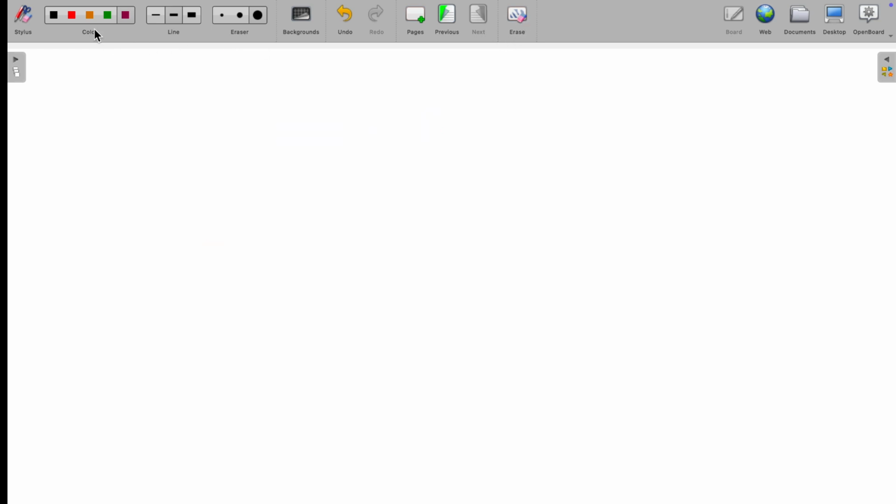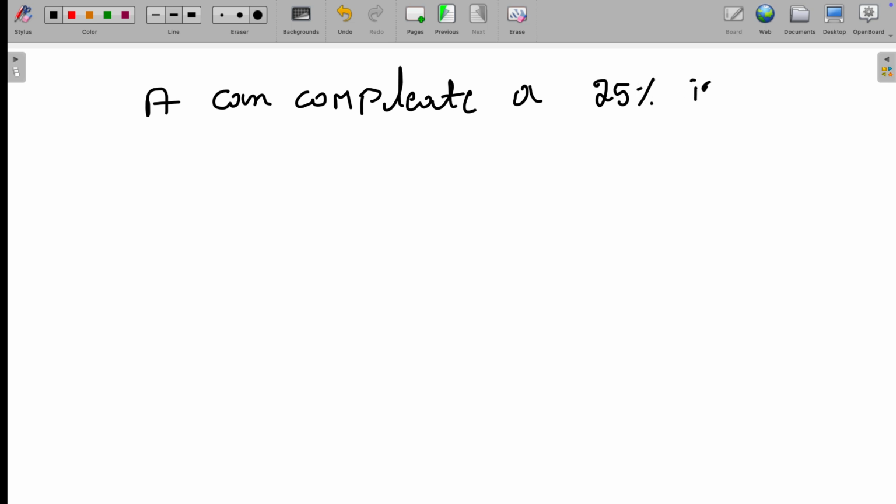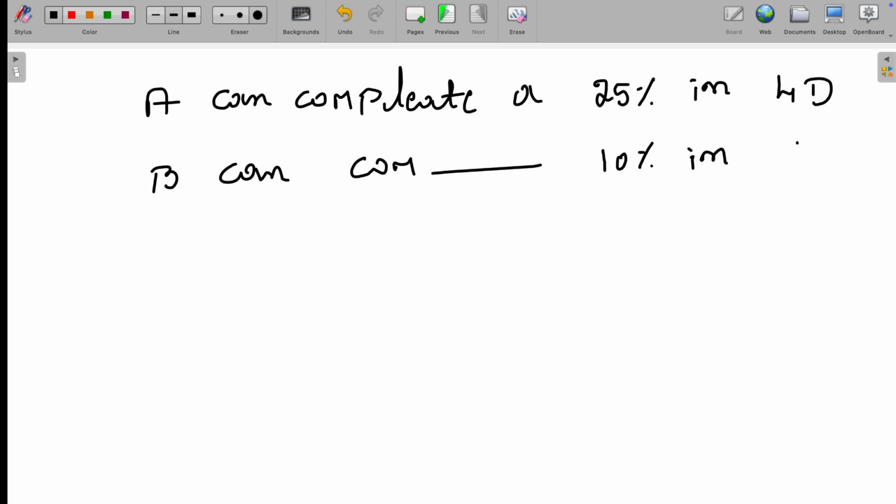The next type of question will be like this. A can complete 25% of a job in 4 days. B can complete 10% of the job in 5 days. Then in how many days can A plus B complete the job?